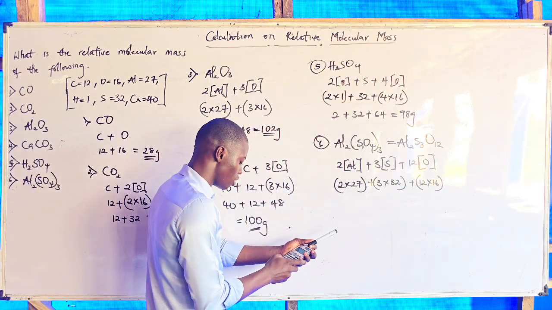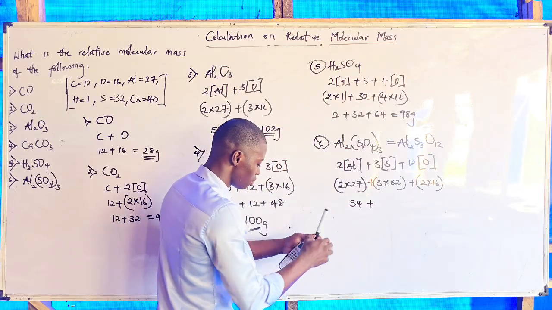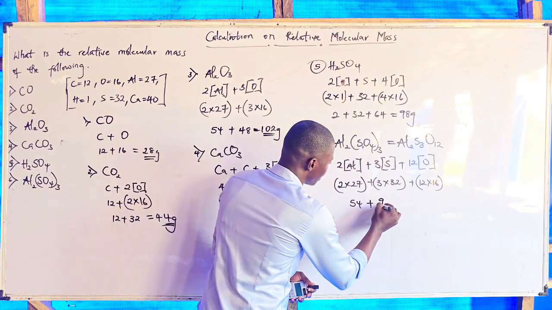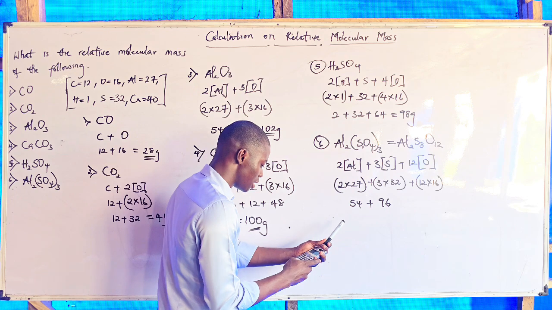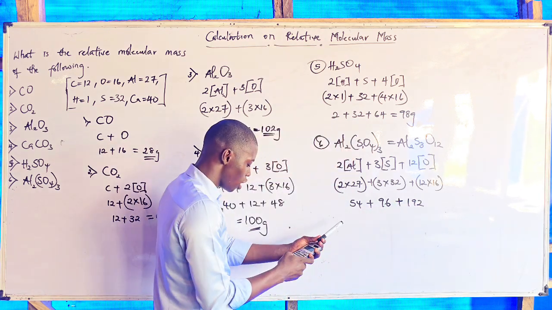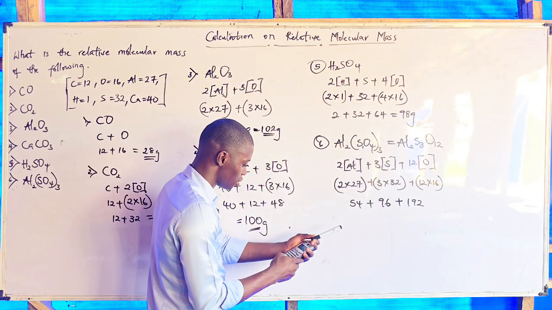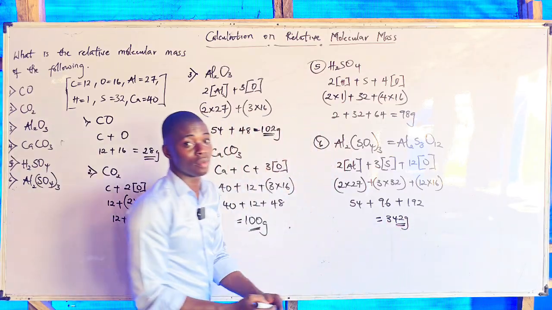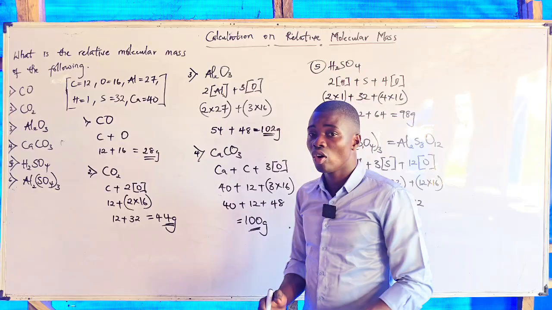So let's punch our calculator. 2 times 27, we have 54. 3 times 32, we have 96. Then 12 times 16, we have plus 192. So if you sum everything together, we have 342 grams. So this is how you easily calculate the relative molecular mass of every compound.